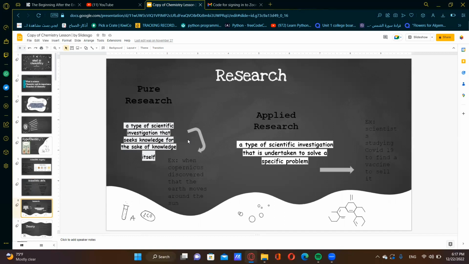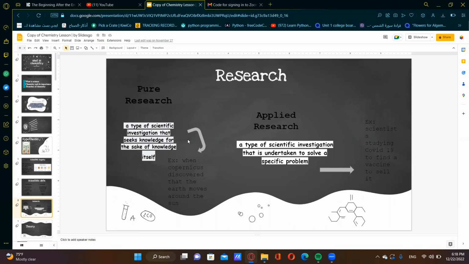Research. There are two types of research: pure research and applied research. So pure research is a type of scientific investigation that seeks knowledge for the sake of knowledge itself. For example, when Copernicus discovered that the Earth moves around the sun, why did Copernicus do his scientific inquiry about the movement of the sun? He just wanted to know, are we really the center of the universe? And he found out that no, we were just a tiny fraction that revolves around the sun.